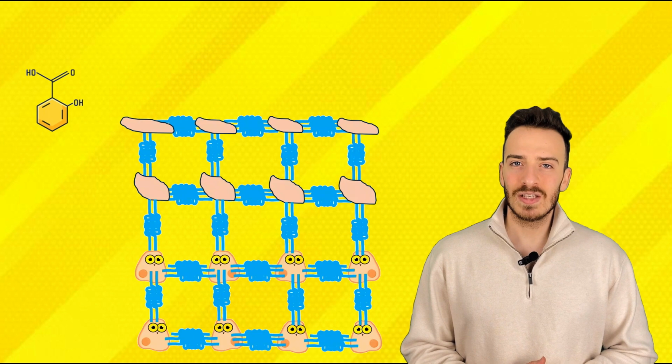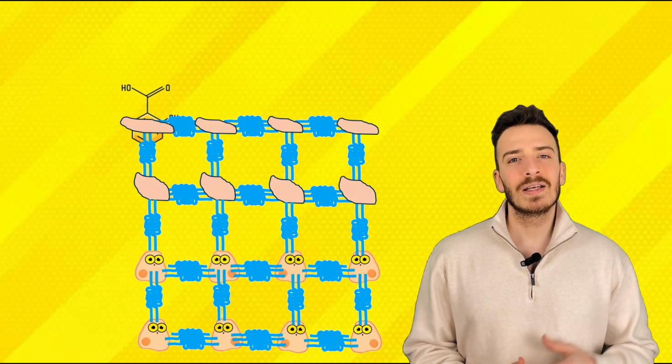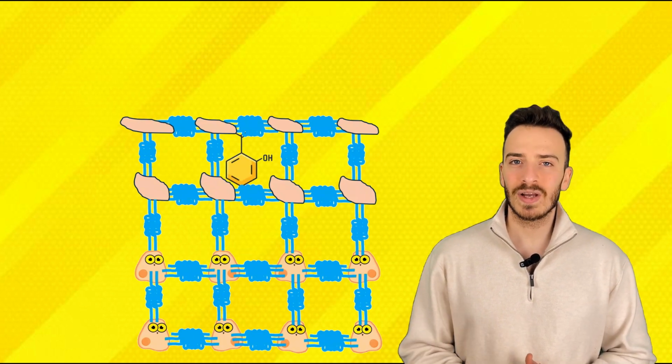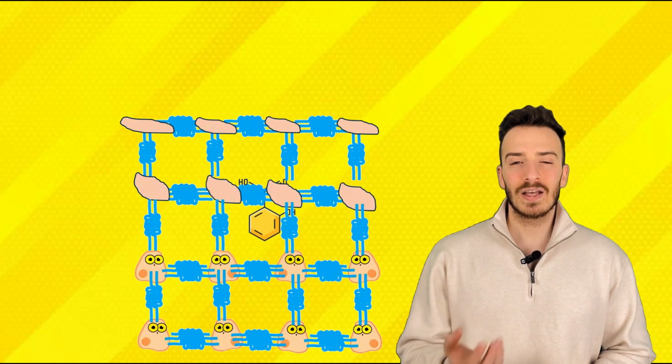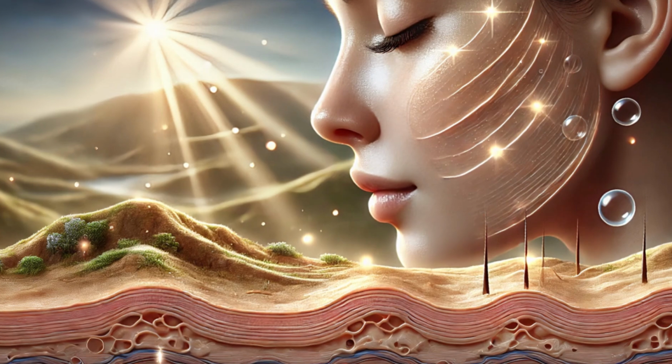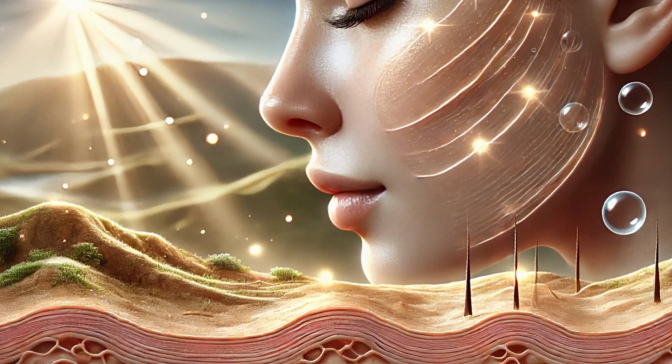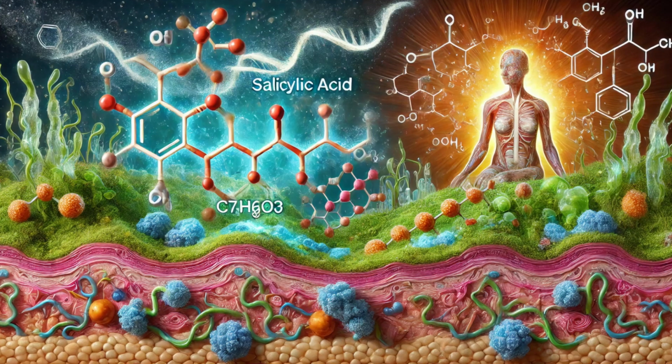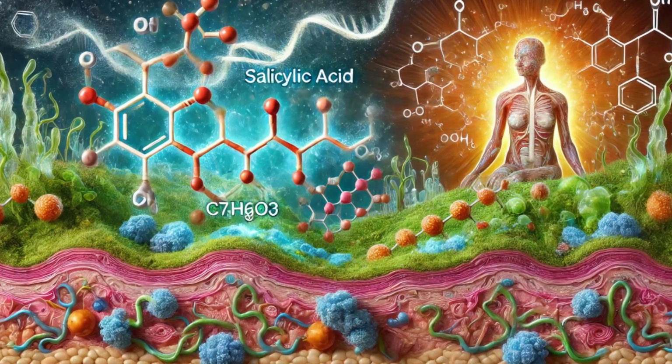So, your skin cells are held together by proteins called desmosomes. Think of these as little glue-like structures that keep everything in place. Salicylic acid disrupts these desmosomes, breaking the bonds between dead skin cells and loosening them. This is why your skin feels smoother and clearer after using it. But here's the kicker. It doesn't just stop at exfoliation. Salicylic acid is also an anti-inflammatory hero.